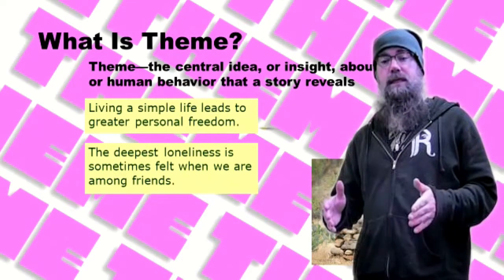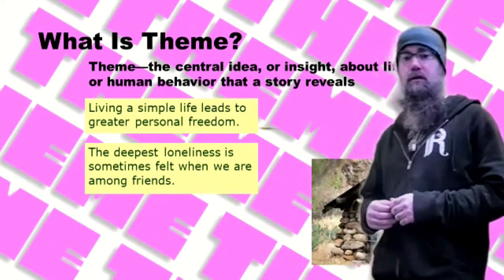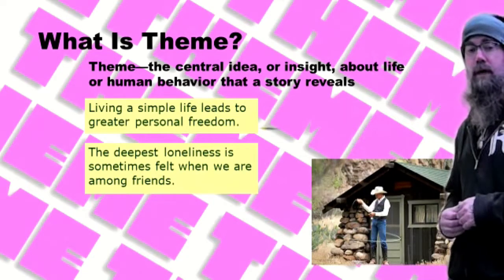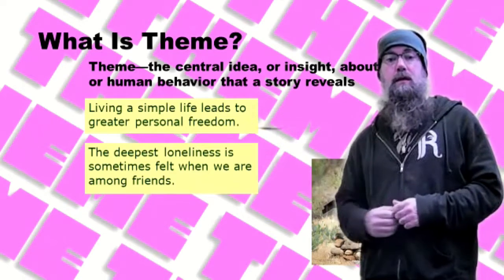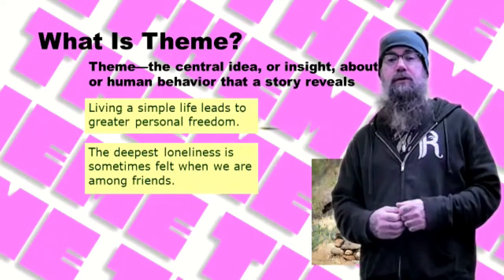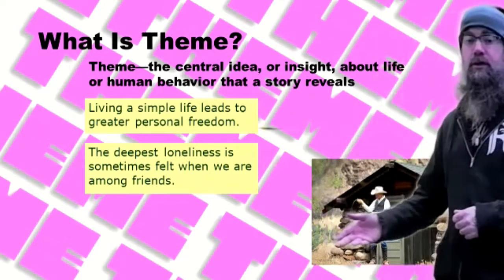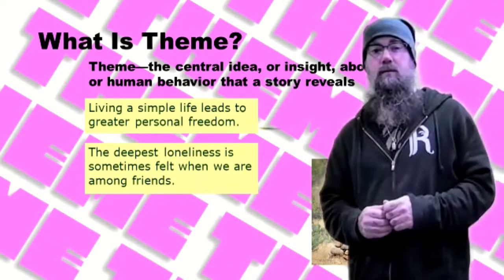So here's a couple of examples that come from a story. If we look at the picture here, we see a cowboy out on his ranch all alone. So we could say the theme would be living a simple life leads to greater personal freedom. If he's out here on the ranch, he can do whatever he wants. No one's going to tell him what to do.